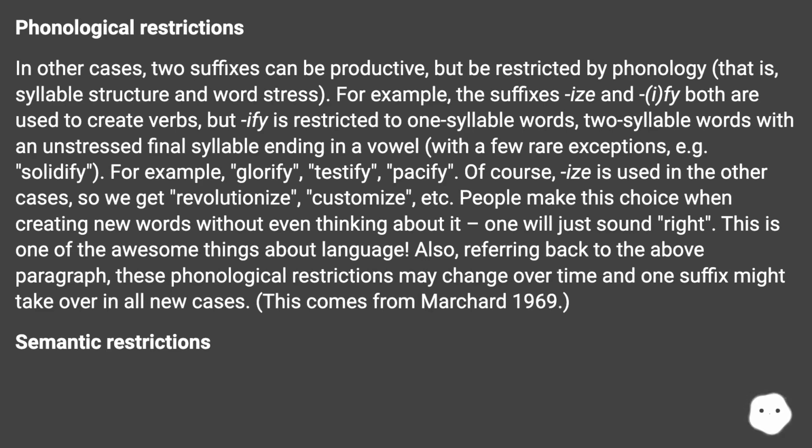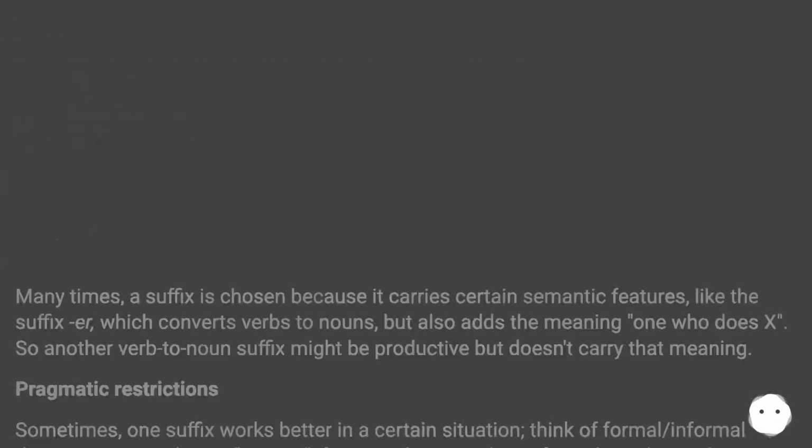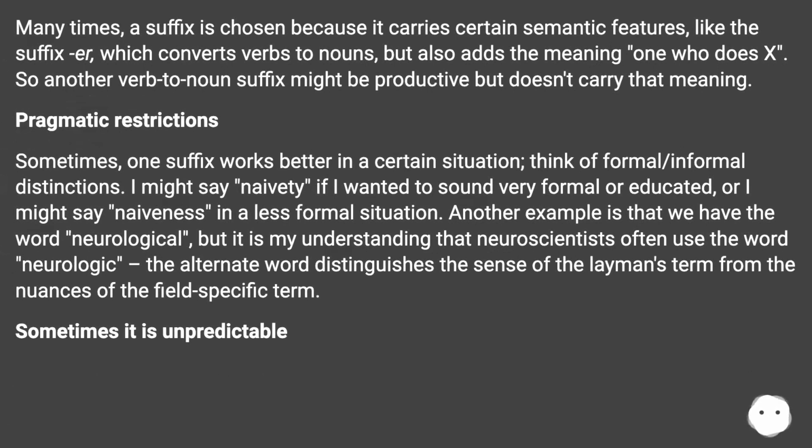Semantic restrictions. Many times, a suffix is chosen because it carries certain semantic features, like the suffix -er which converts verbs to nouns, but also adds the meaning one who does X. So another verb to noun suffix might be productive, but doesn't carry that meaning. Pragmatic restrictions. Sometimes, one suffix works better in a certain situation. Think of formal/informal distinctions. I might say naivety if I wanted to sound very formal or educated, or I might say naiveness in a less formal situation.